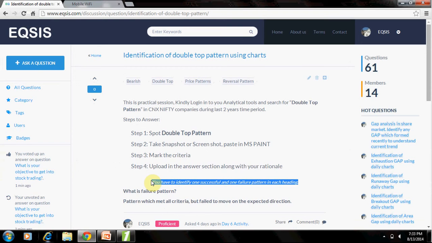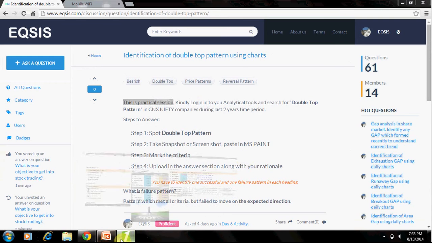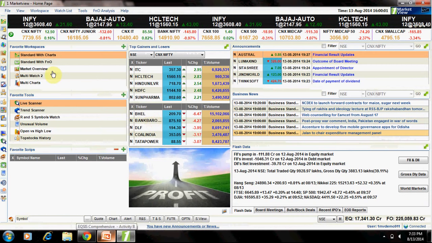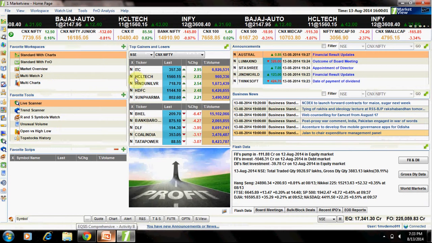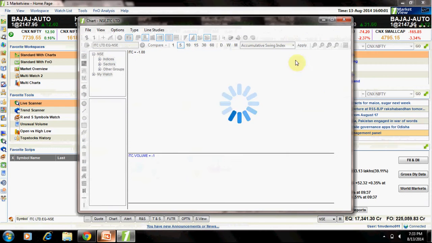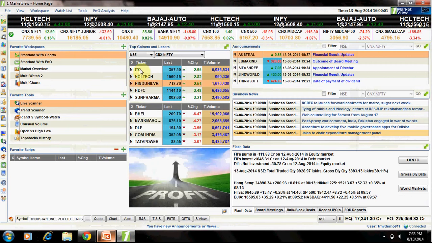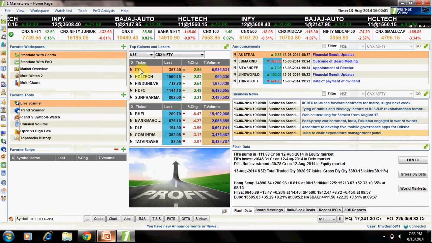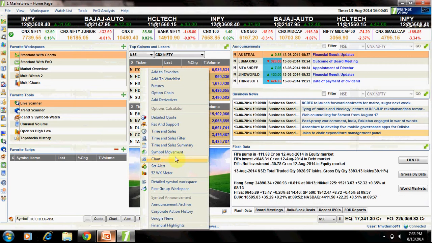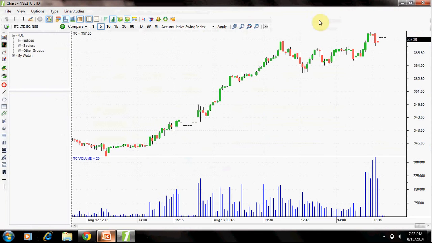Now the instructions are very clearly mentioned here. This is a practical session. It means you have to open the analytical tool. I hope it is available in your tray. It would be this. And you have to take the charts. Just right click on any symbol here and go to the charts. Your chart should load here. Just expand it, press H.